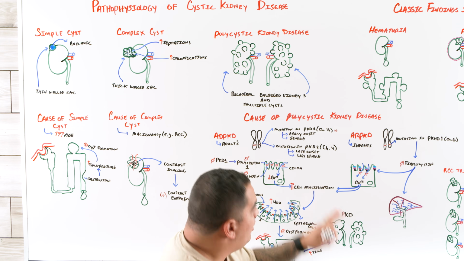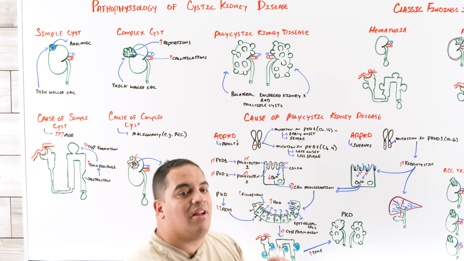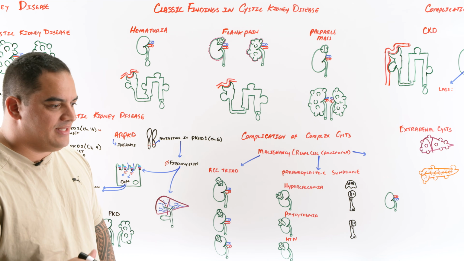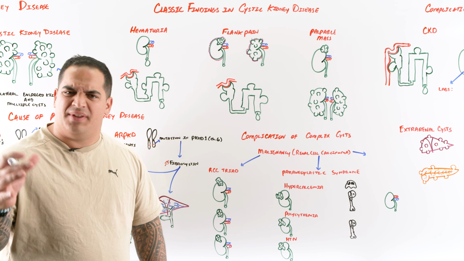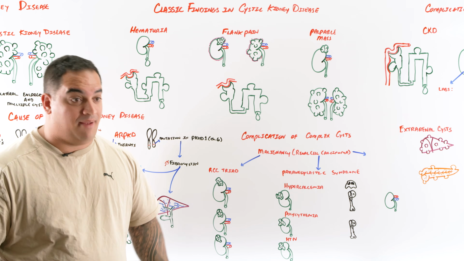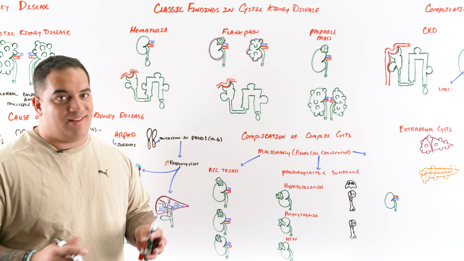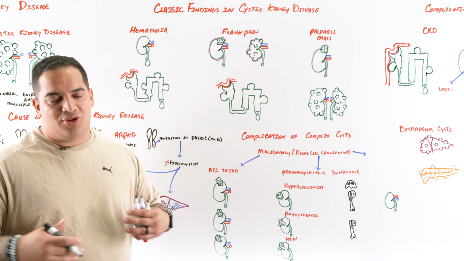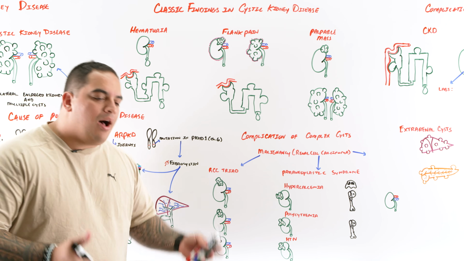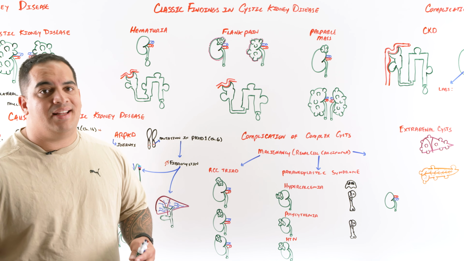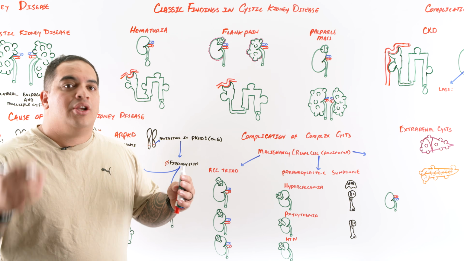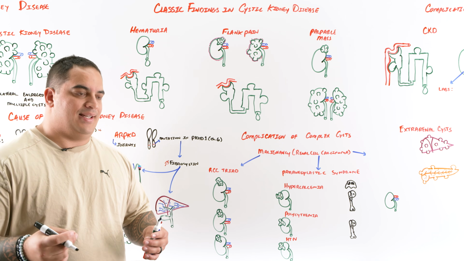Now that we've covered these, let's go into the classic findings that we see with cystic kidney disease. All right, so when we talk about cystic kidney disease, we now know the different types, we know the pathophysiology, we know the causes. I think it's important to know how these patients oftentimes present. Funny enough, simple renal cysts, like I said, are incidental findings. They usually don't present with any symptoms, so they're oftentimes asymptomatic. It's the complex renal cysts and the polycystic kidney disease that often have a trajectory of findings that should make us start thinking about this disease.